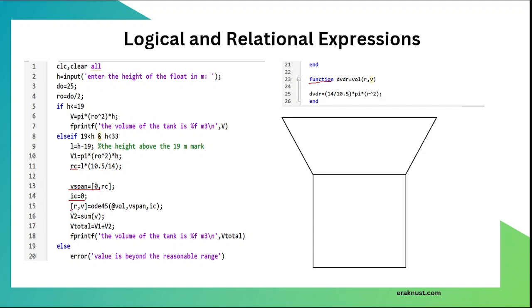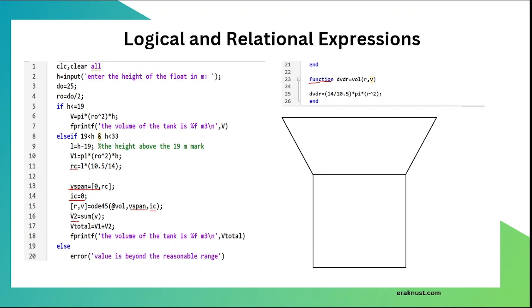So we can write our ODE expression. We say that r comma v is equal to ode45 at the function name, then v span comma ic. So this is going to be the values for the radius, and this is going to be the initial condition. You can use any variable to represent it. I type v span, you can type r span or anything. Just make sure that you are not mixing up your parameters.